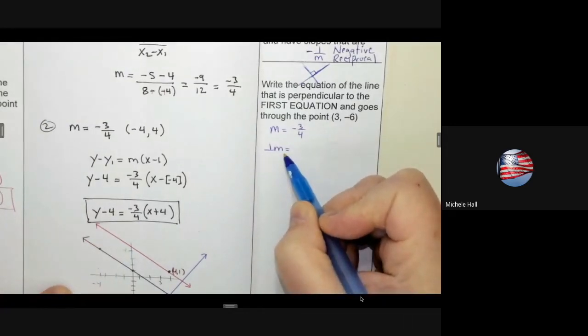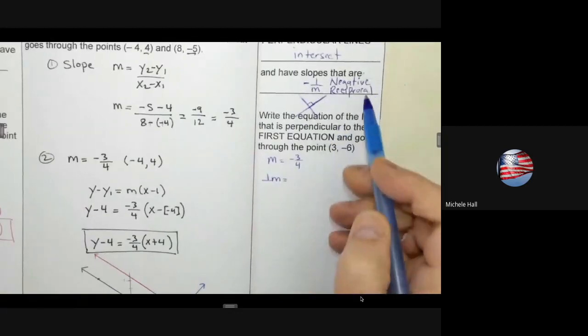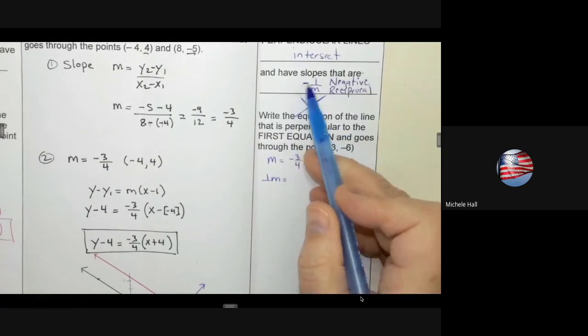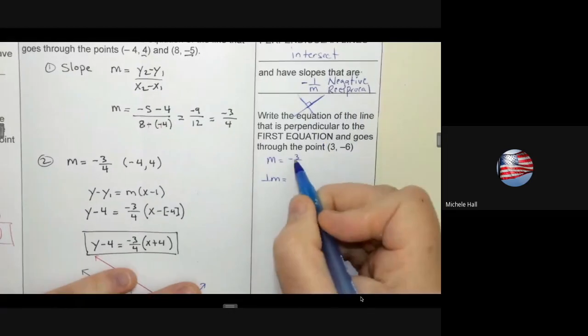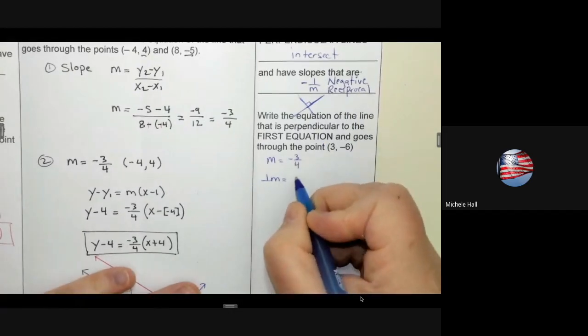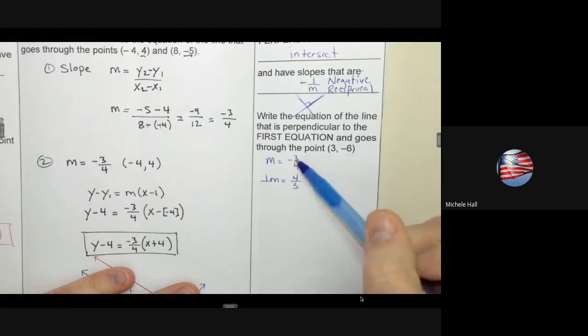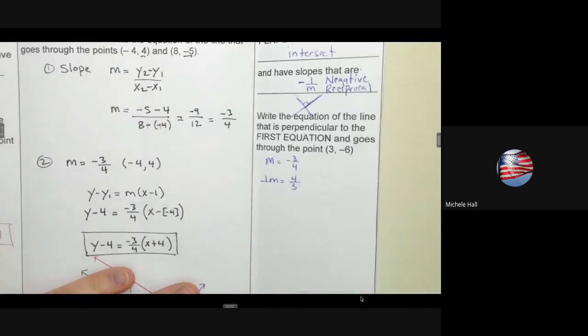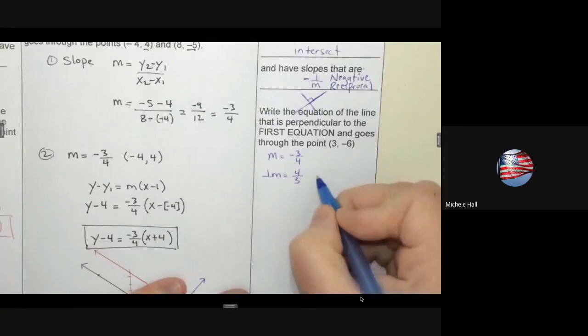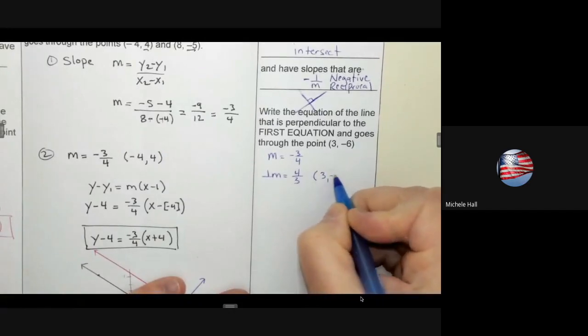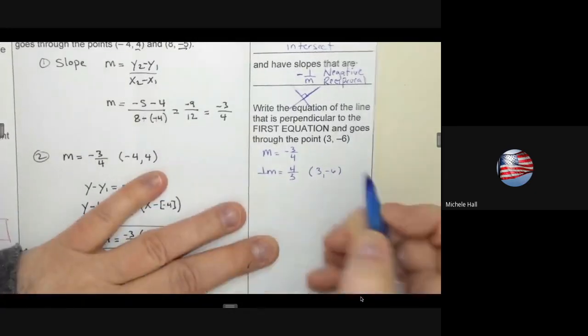What do I have to do? I need the negative reciprocal. So I need to change the sign and flip it. So that means it becomes positive, and then I flip it. 4/3. Change the sign and flip it to get the reciprocal. And we're using the point 3, -6. Point and a slope.